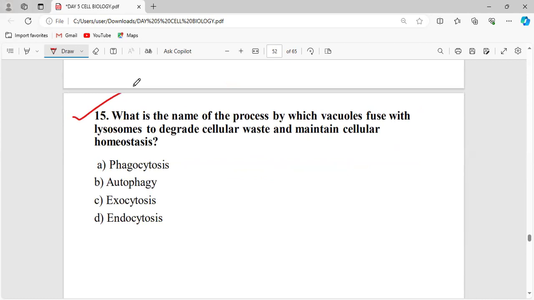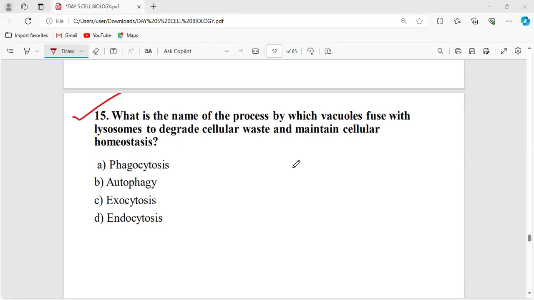And what is the name of the process by which the vacuoles fuse with the lysosome to degrade cellular waste and maintain cellular homeostasis? This is somewhat related to the organelle called the vacuole. I just answered my question. Is this vacuole present in the plant cell or animal cell? It is restricted to the plant cell.